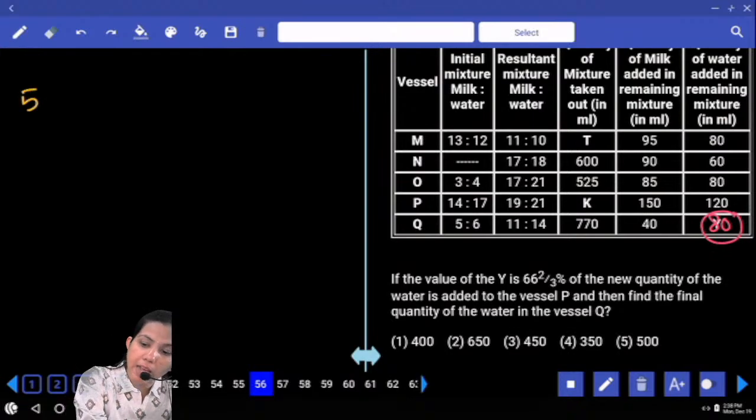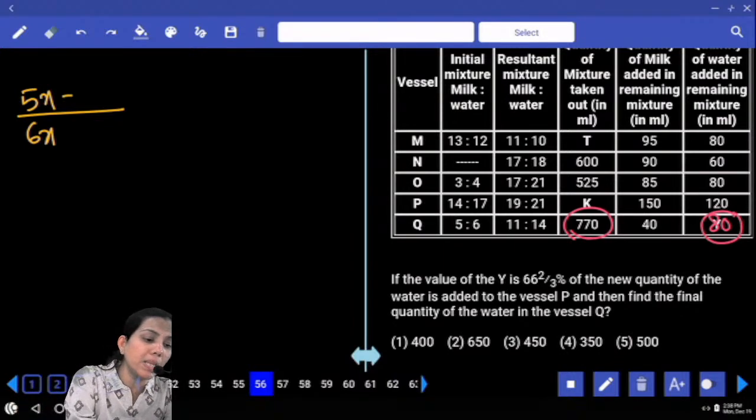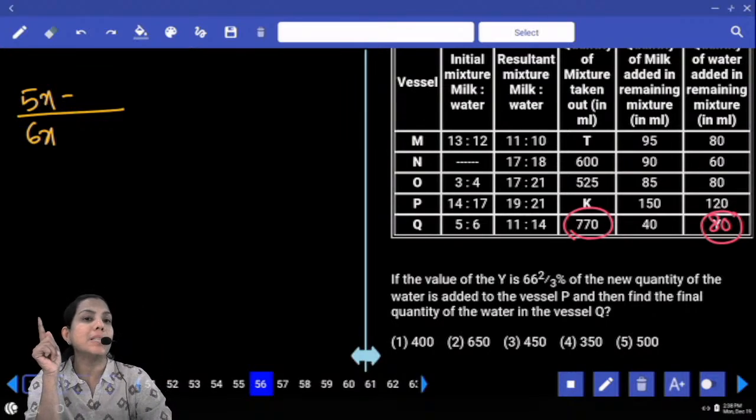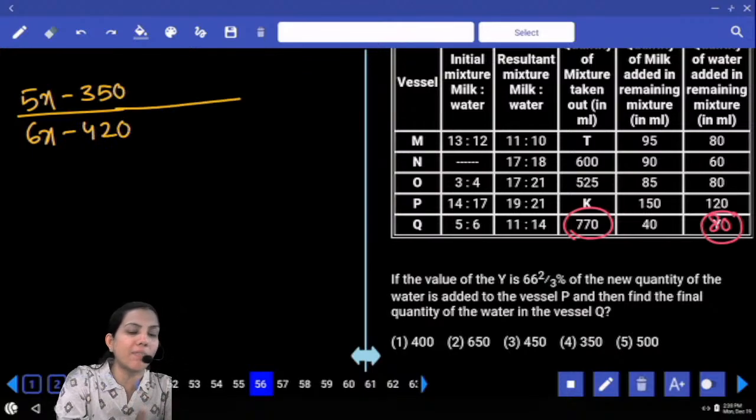Initially the quantities are 5x, 6x. How many liters was taken? 770. New quantity, then vessel P, and then find the final quantity of water in the vessel Q. This is find out cheyali. Water value in final vessel anamata. Okay, next 770. 770 means 770 is distributed in the ratio 5:6, 11 parts. 11 parts value 770, each part value 70. So 5 into 70, 350. 6 into 70, 420 was taken. 350, 420 taken at 770 taken.